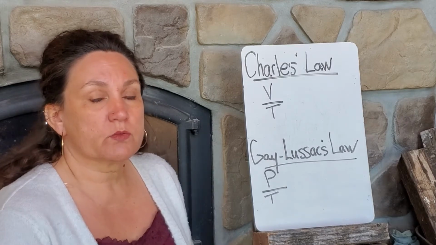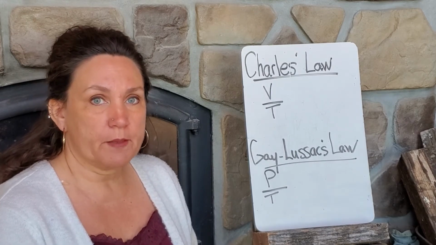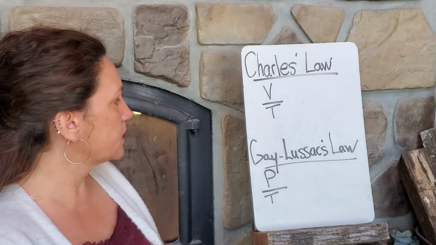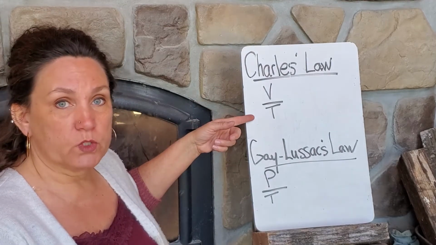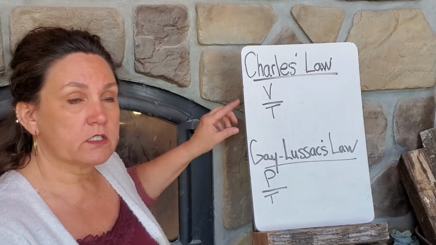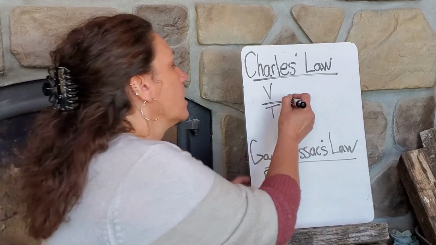So this relationship is proportional. If one goes up, the other one goes up as well. And these would both be equal to a constant. So same idea as before.